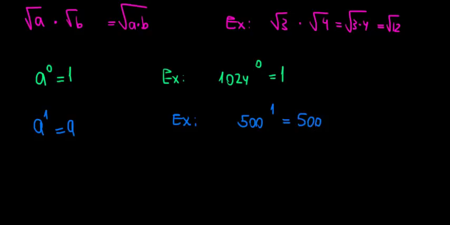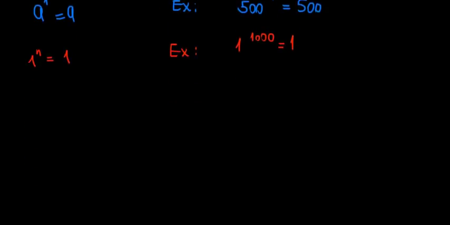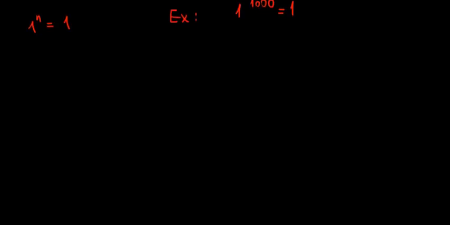What is 1 to any power? 1 to the power of n? Well, that's just 1. For example, 1 to the power of 1000 is equal to 1. And then we have some shortcuts when we calculate, and it's very wise to get comfortable with this. For instance, these are the most common.